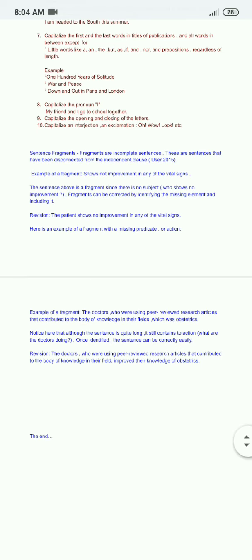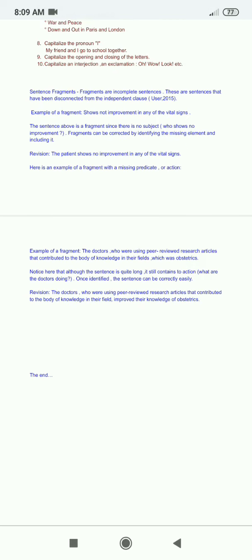Eighth, capitalize the pronoun I. Example: My friend and I go to school together. Ninth, capitalize the opening and closing of letters. Tenth, capitalize an interjection and exclamation. Example: Oh, wow, look, etc. And the last topic that I need to discuss is all about sentence fragments.